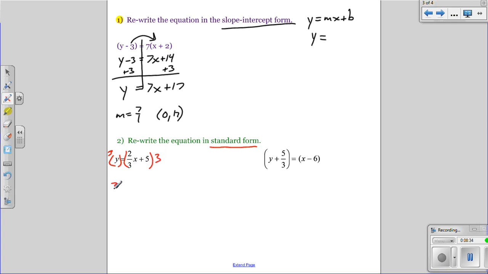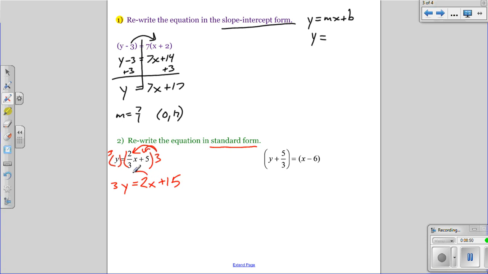So on this side, we have 3y equals 3 times 2/3. Notice the 3's cancel, and you're left with 2x. And then 3 times 5 is 15. So notice, no fractions. Now, numbers are on the right, letters on the left.